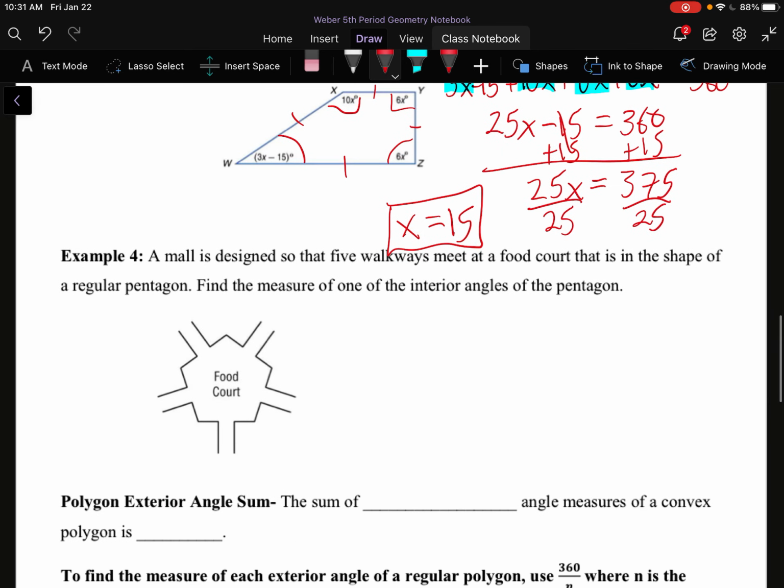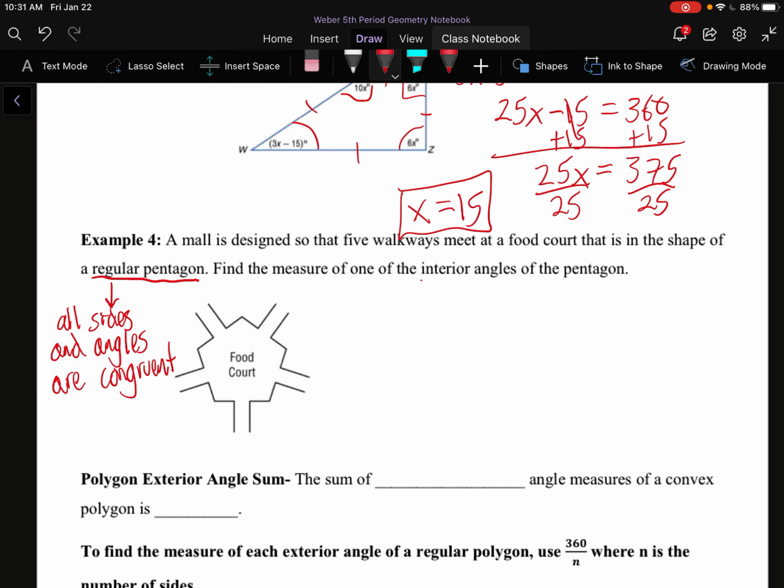Next, example 4. A mall is designed so that 5 walkways meet at a food court that is in the shape of a regular pentagon. When we have a regular pentagon, this means that all sides and angles are congruent. This is important. It says find the measure of one of the interior angles of the pentagon.